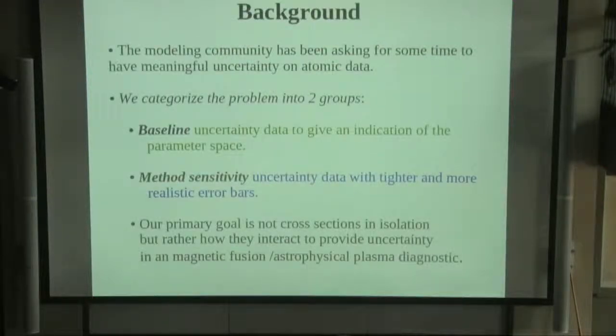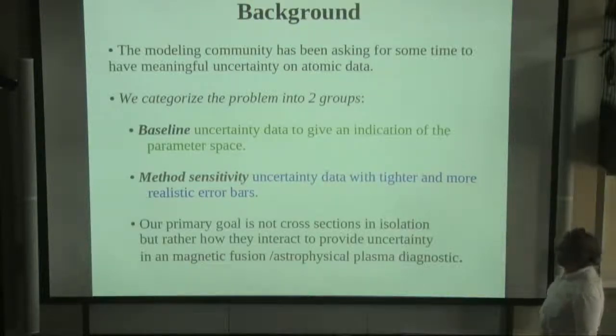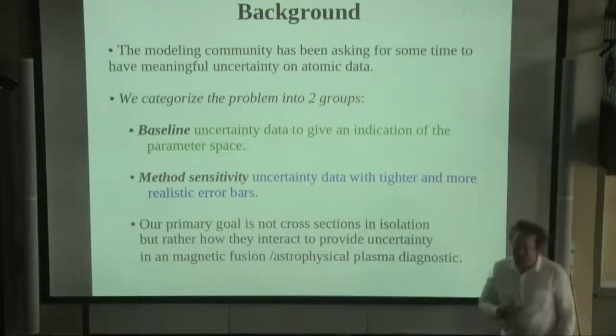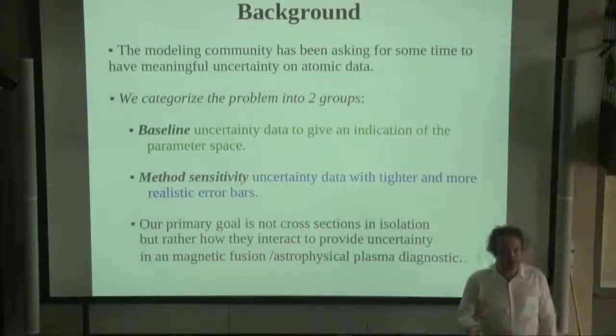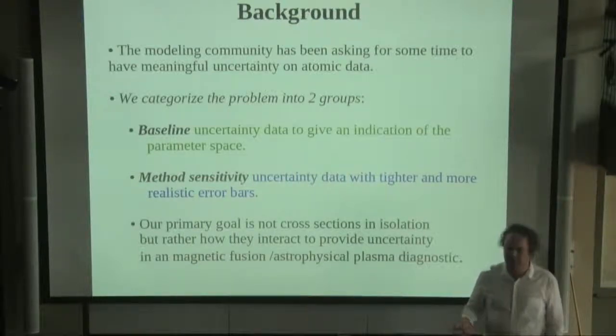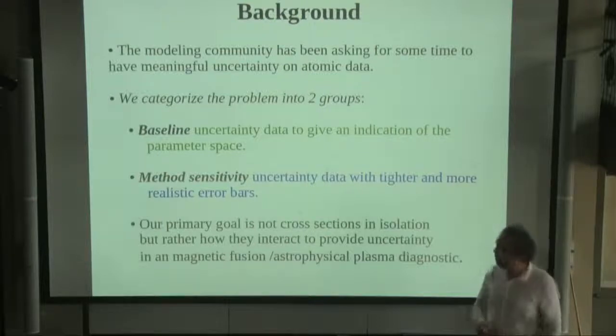Okay, so the first comment is preaching to the choir. It has been asked for many decades that we put a meaningful uncertainty on collisional calculations. The group that I've discussed has categorized this problem into two groups. The first we call the baseline uncertainty, and the second we call method sensitivity. So the baseline uncertainty is the first attempt calculation. We would go into the literature that's currently available and see what the range of values is. That would give us an indication of, say, a variation of 40% amongst these different calculations.